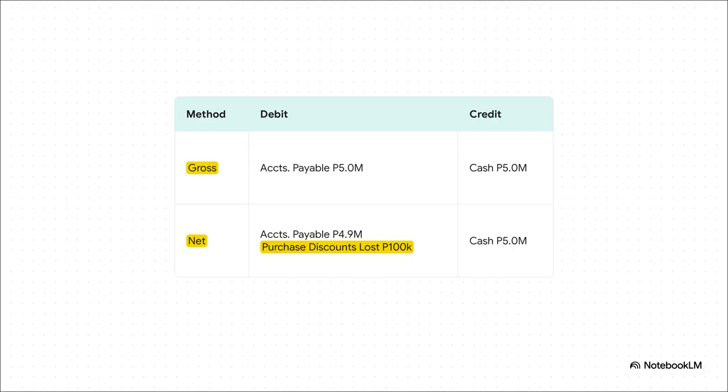Now look at the journal entry for that late $5 million payment. Under gross, easy peasy. Your payable was $5 million, you pay $5 million cash, done. But under net, whoa. Remember, you only recorded the payable at $4.9 million, right? That's $5 million minus the 2% discount. But now you have to pay the full $5 million in cash. So where does that extra $100,000 go? Boom, that's your debit to purchase discounts lost. It's the penalty for not taking the discount you said you would.